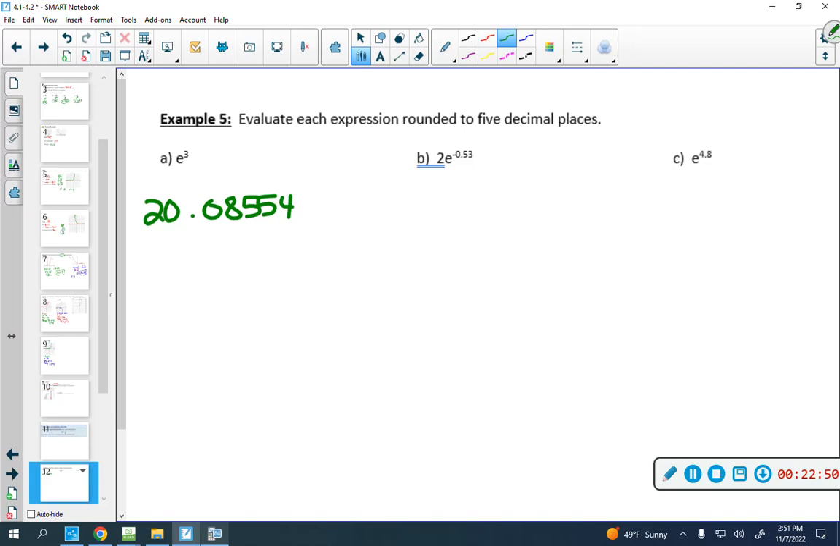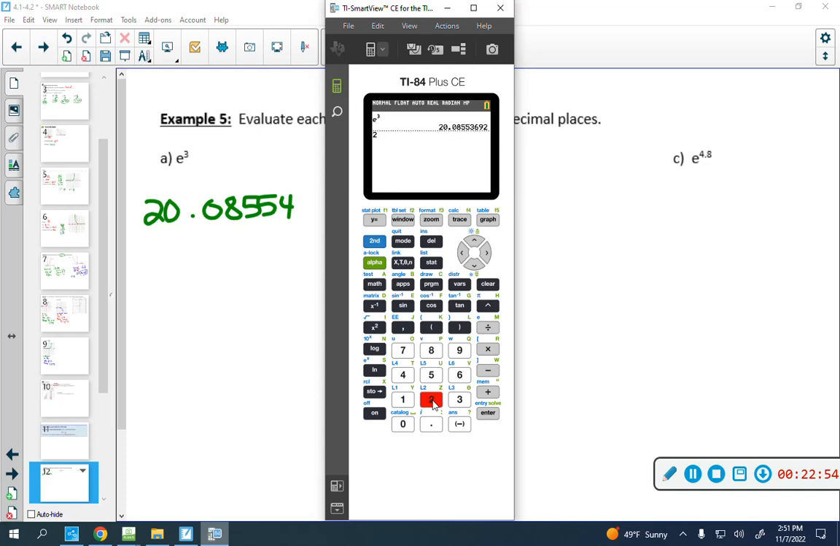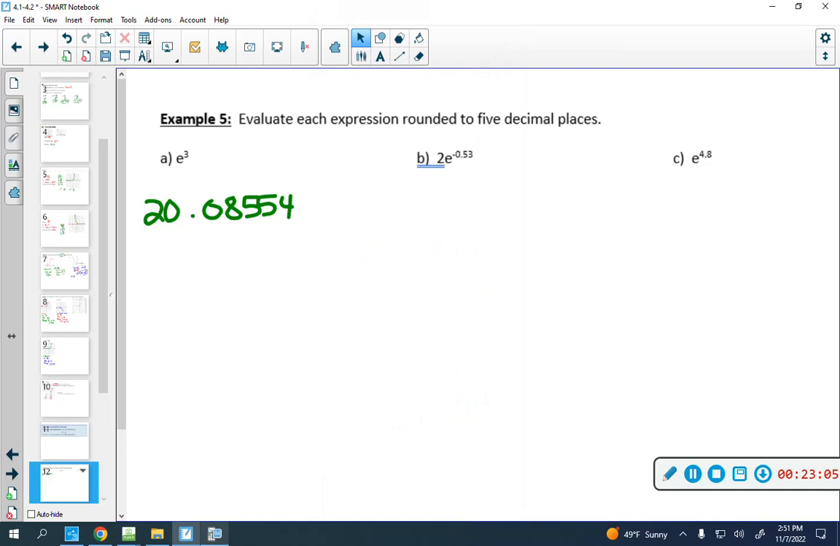All right, type in the second one. So again, don't let the 2 scare you. Just hit the 2 first, your second LN button, and then your negative. That's a teeny tiny negative there, 0.53. So let's go, 1.17721 for that.